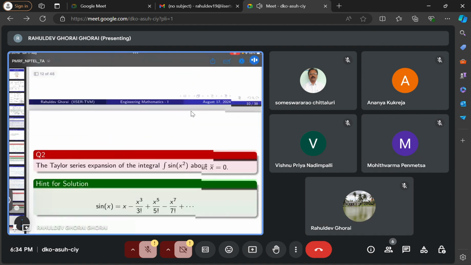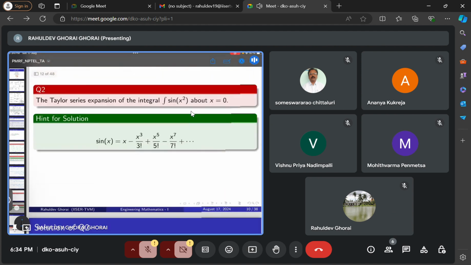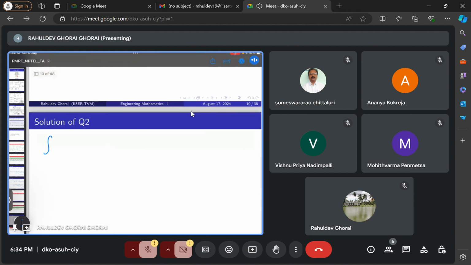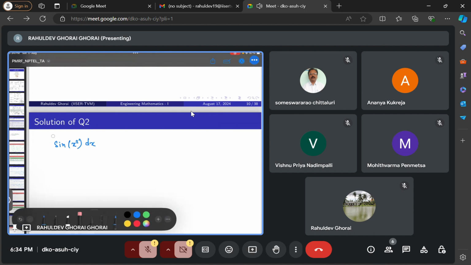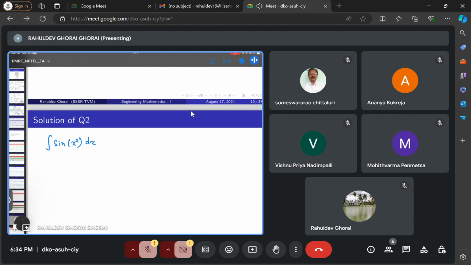Okay, so now we'll look at how to integrate sine of x square. It's not easy, sine of x square, right? Can you quickly tell me how to integrate this function? Anyone?